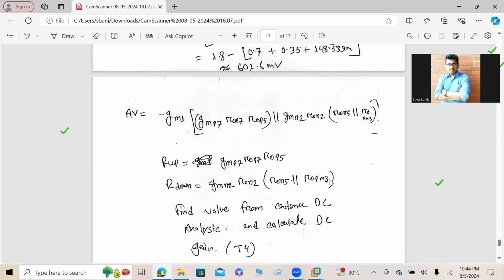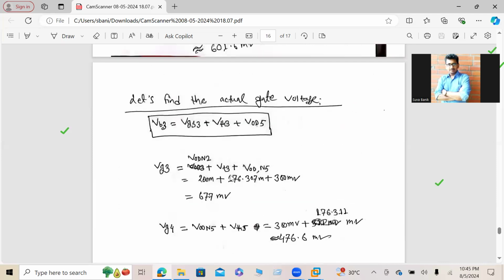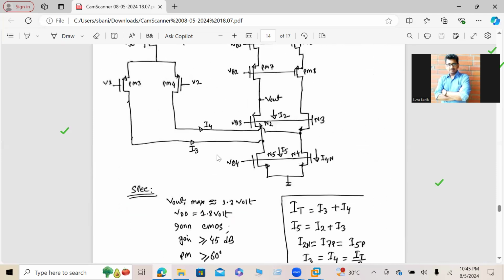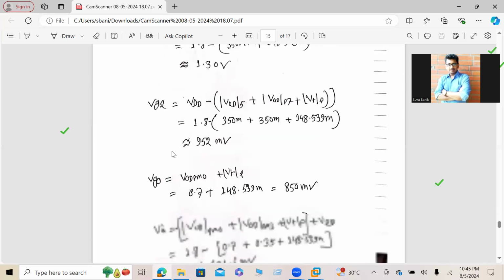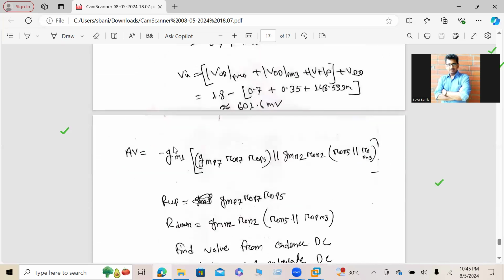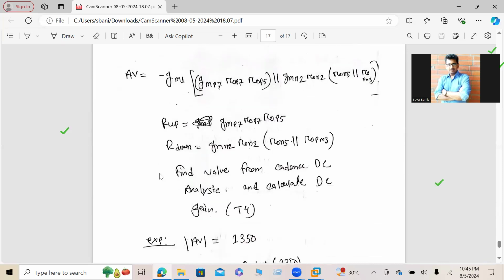Now, how can we confirm this formula is correct? What is the gain? Gain is minus gm1 times Rout. And what is gm1? gm1 means the gain of the input stage. Here, what is my input? Considering the half circuit, my input is PM3. So it should be the gm of PM3, right? It's not gm1, it should be gm of PM3. Okay, so now you can find gm, ro and the rest for everything.